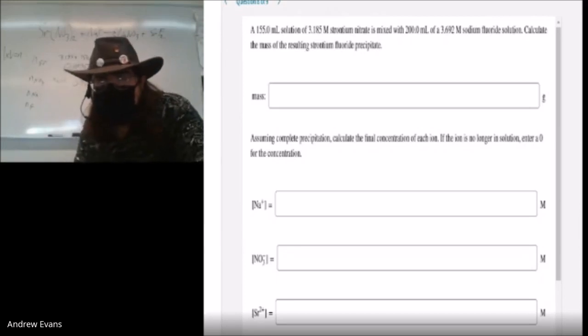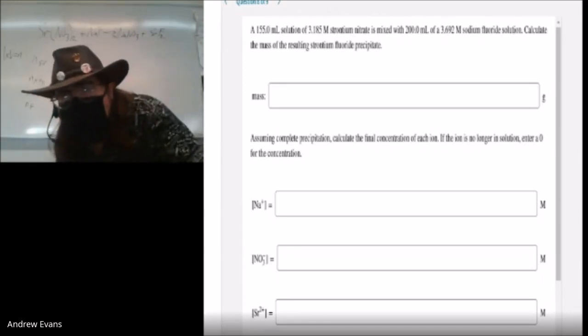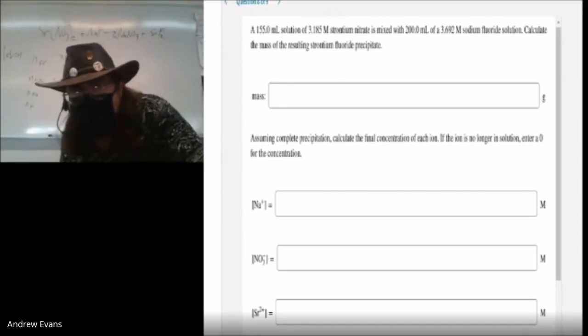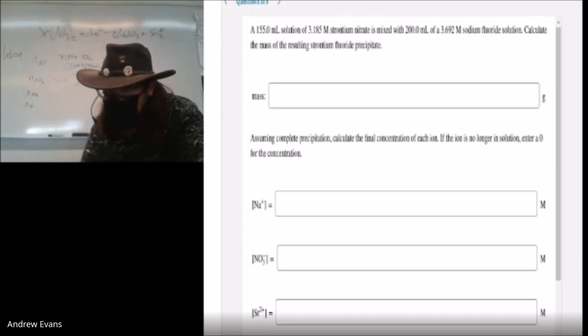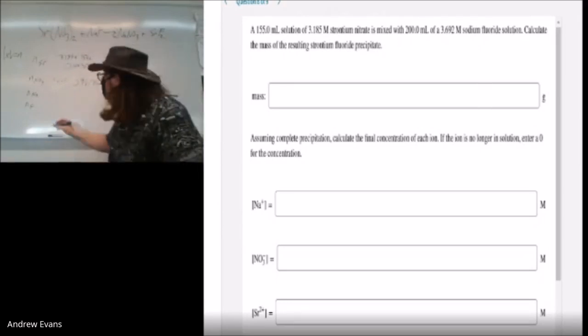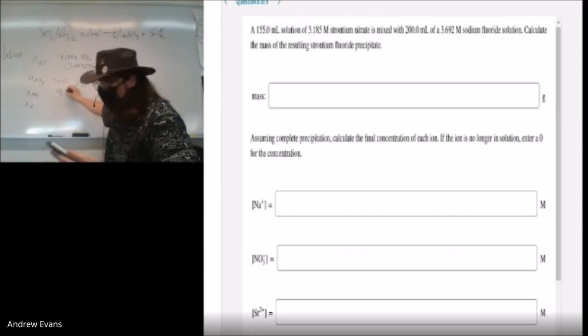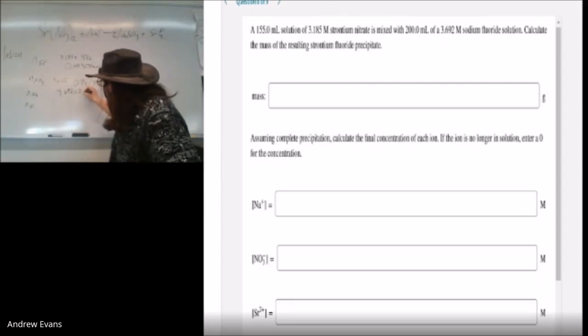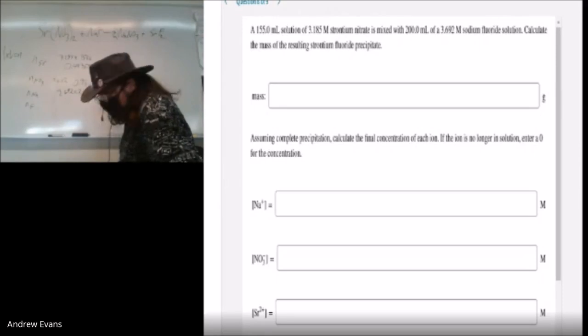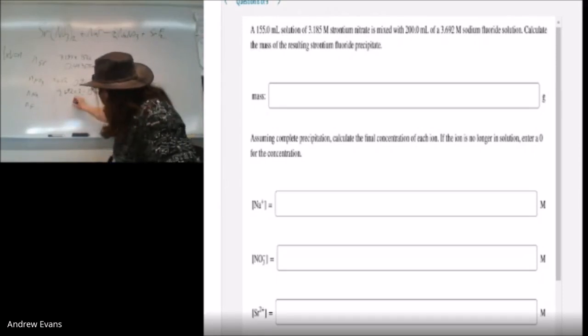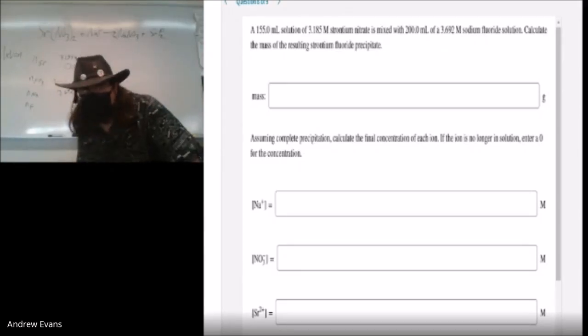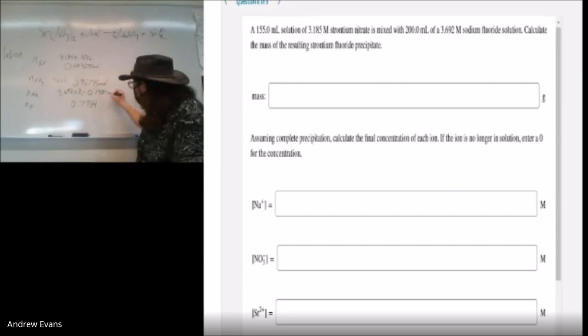Now to calculate sodium and fluoride, I'm going to take my molarity, 3.692, times my volume, which is 0.2 liters. So 3.692 times 0.2, that's going to give us 0.7384. Okay, so we got the moles of each ion.